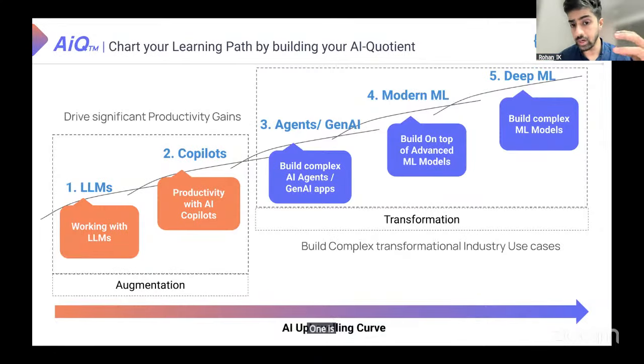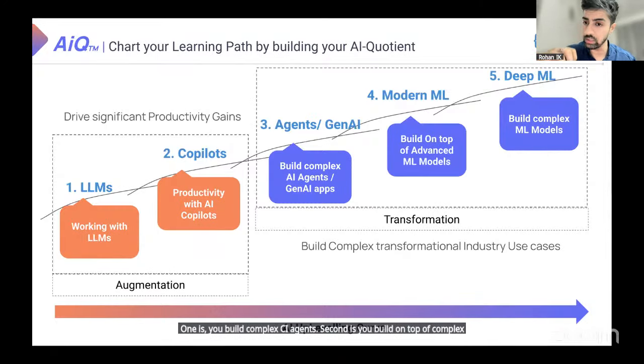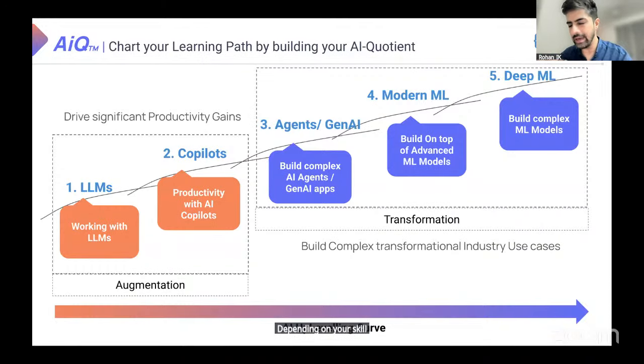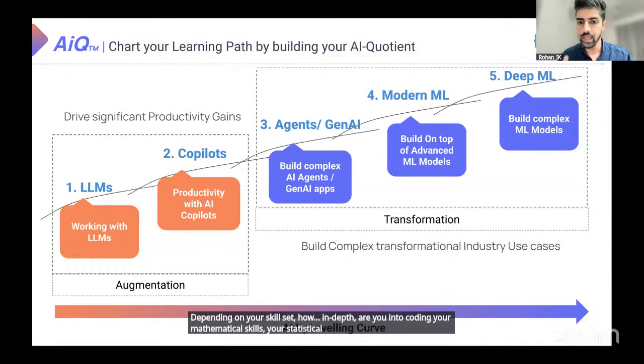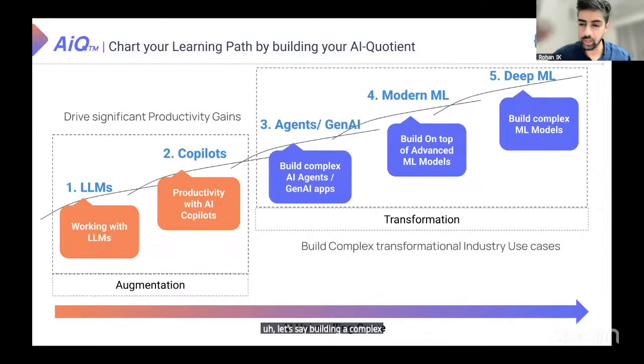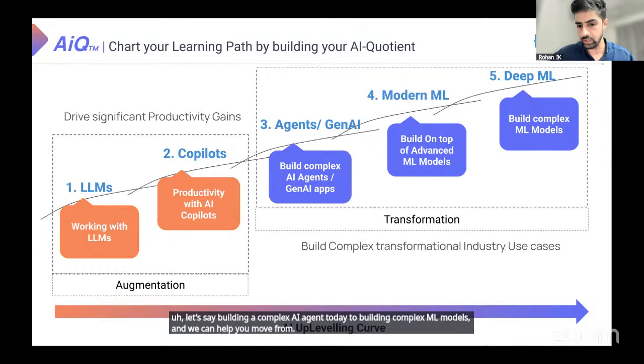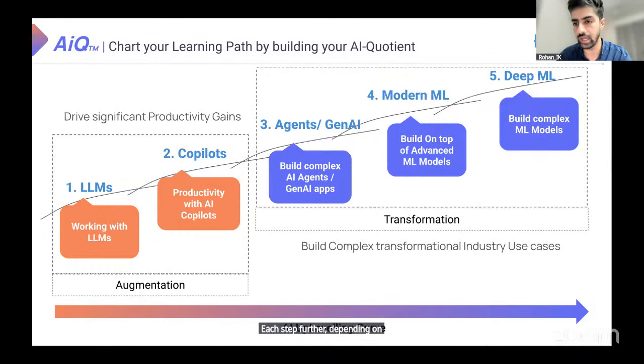One is you build complex AI agents. Second is you build on top of complex advanced models. And third is eventually build complex models. Depending on your skill set, how in depth you are into coding, your mathematical skills, your statistical understanding, you can move from, let's say, building a complex AI agent today to building complex ML models. And we can help you move from each step further depending on wherever you are in your transformation journey.